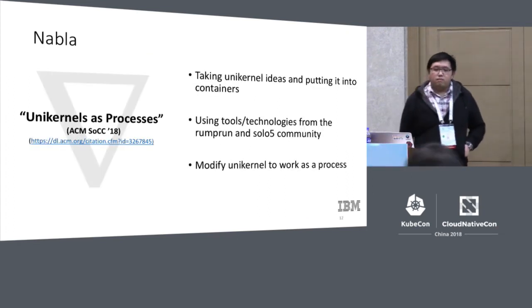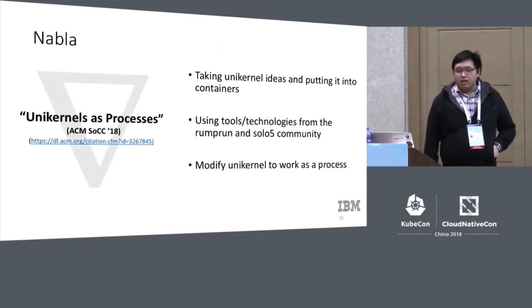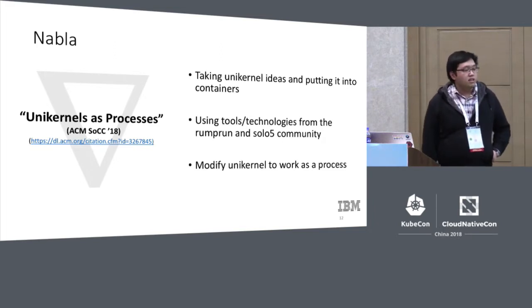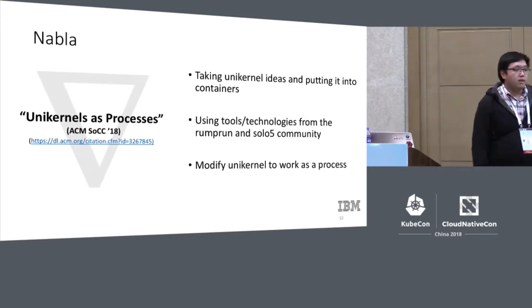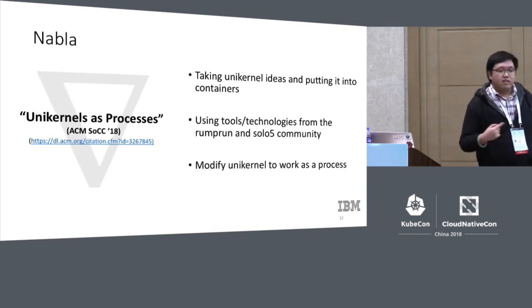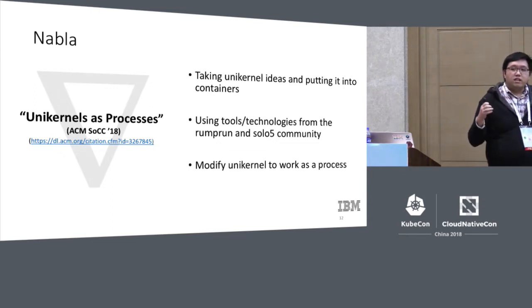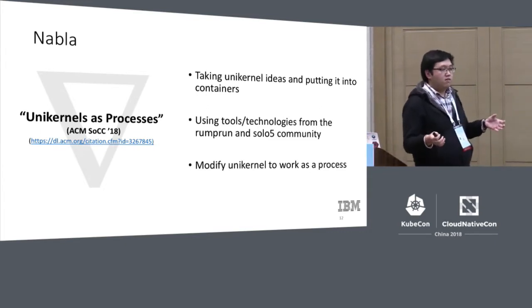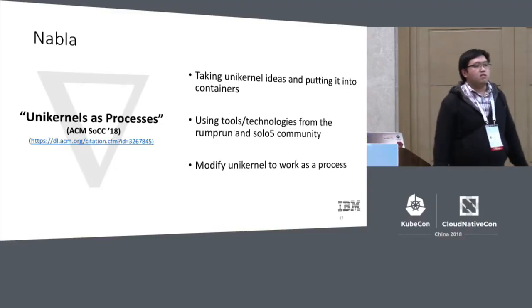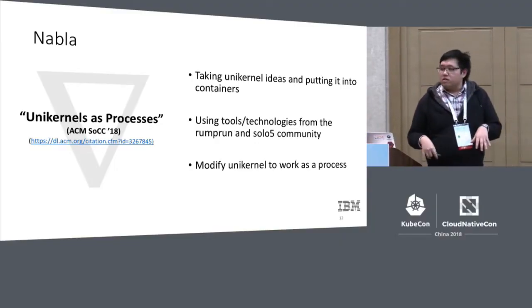So just to talk briefly about what exactly we're using. This takes a lot of ideas from unikernels. We're using a lot of tools and techniques from the Solo5 and Rumprun community. There are a lot of details in this. Basically, what we've done is we've taken unikernels and put them into processes. So you get a lot of the process benefits, you know, high memory density, fast boot-up times. There's quite a lot of detail to this, but we have a paper, Unikernels as Processes, that was in SoCC this year. So if you want to really dig into the details, you can take a look at that.